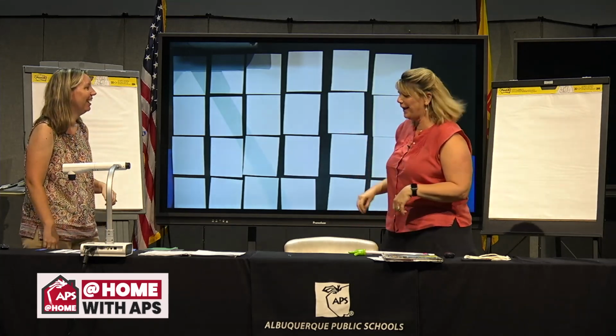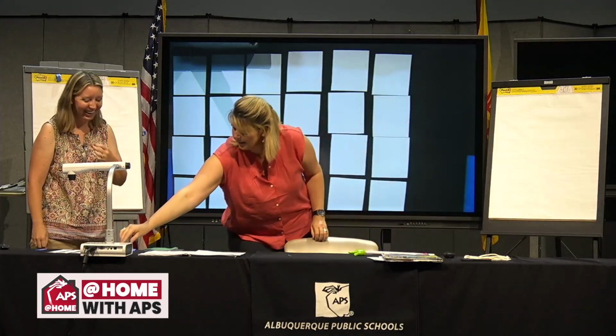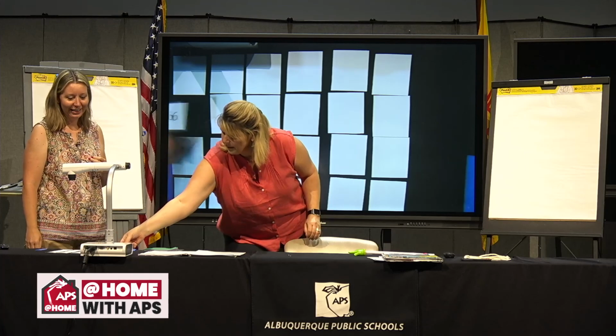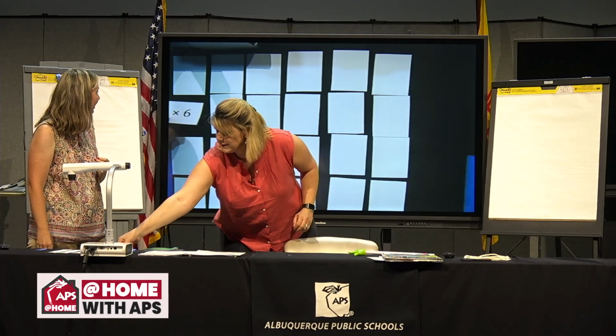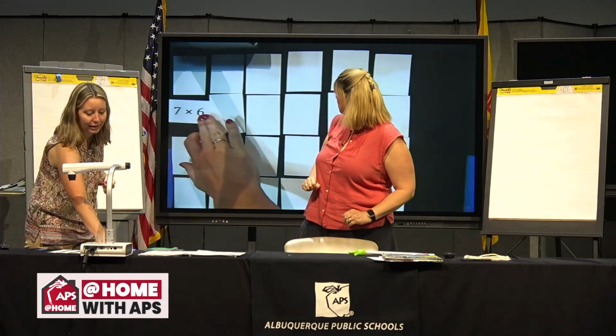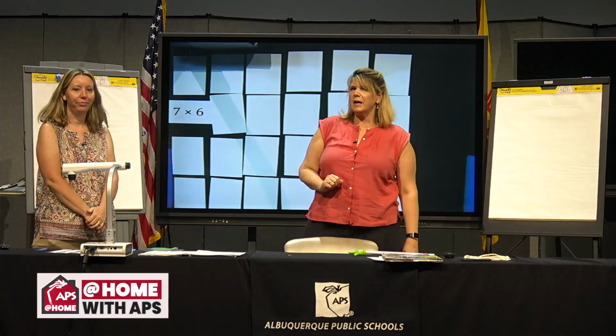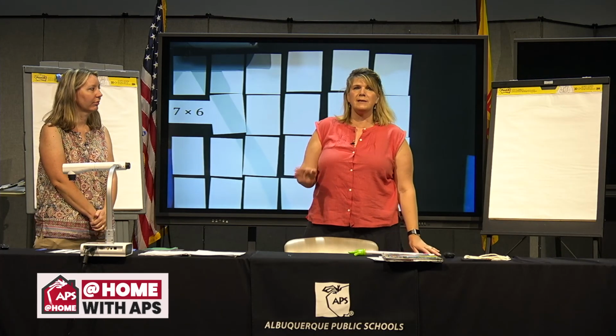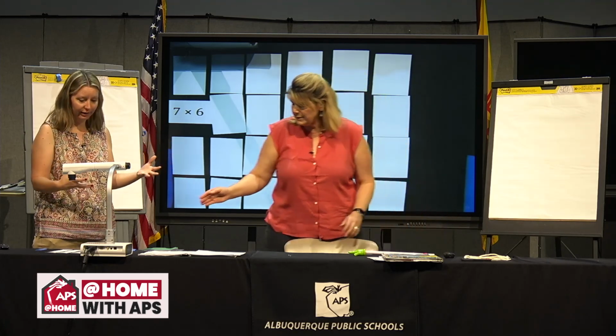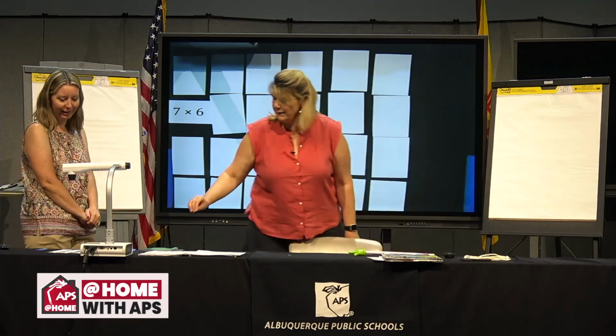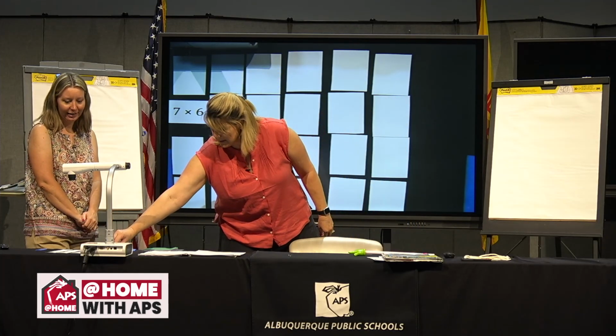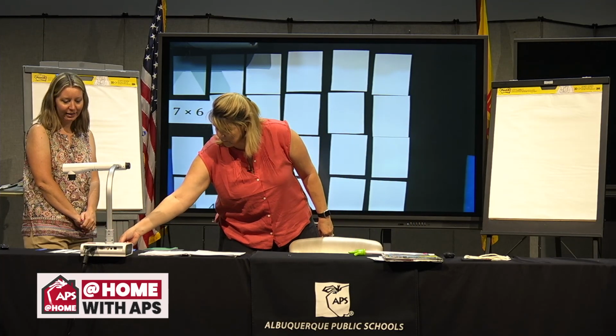Sorry. Okay, let's see. I'm going to pick this one. Can you see that okay? Is that a little bit better? So I got 7 times 6. So I'm looking for something that's equivalent to 7 times 6. Wait, what is 7 times 6? 42. Because I know 6 times 6 is 36. I just add another group of 6.